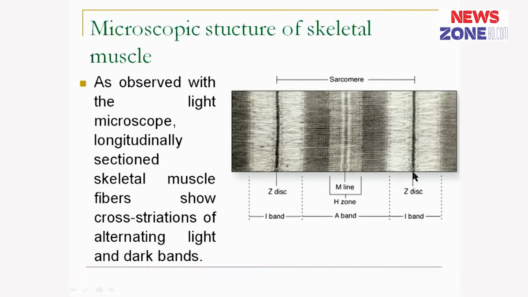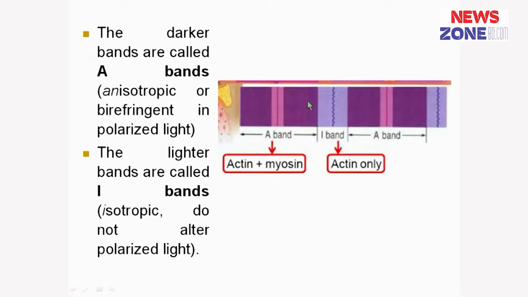Now microscopic structure of the skeletal muscle. As observed with the light microscope, longitudinally sectioned skeletal muscle fibers show cross striations of alternating light and dark bands. The darker bands are called A bands, that is anisotropic or birefringent in polarized light. The lighter bands are called the I bands, that is isotropic, that do not alter the polarized light. In this figure, we can see this is A band and this lighter zone is I band.